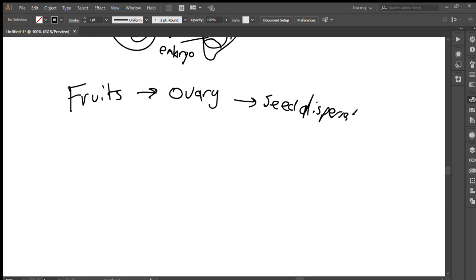An animal finds the fruit, eats it, carries it away, disperses the seeds away from the plant. So, different types of fruits. Let's talk about a couple different ones. Simple fruits.